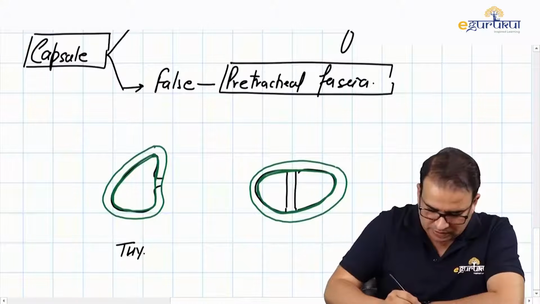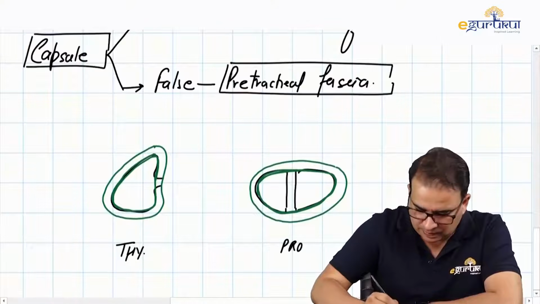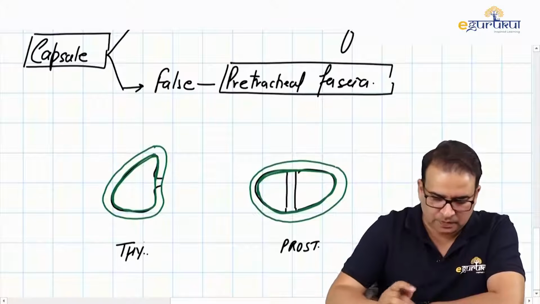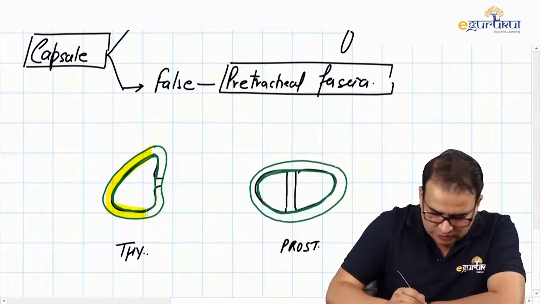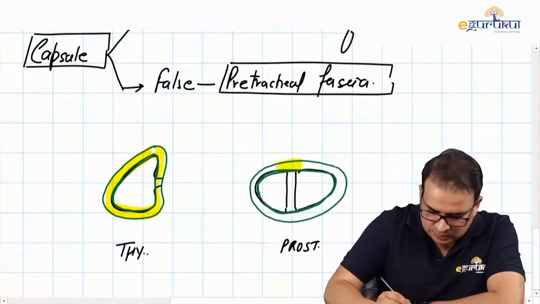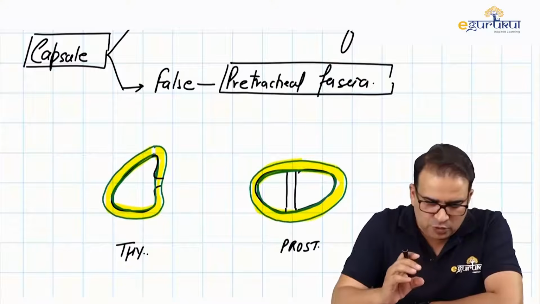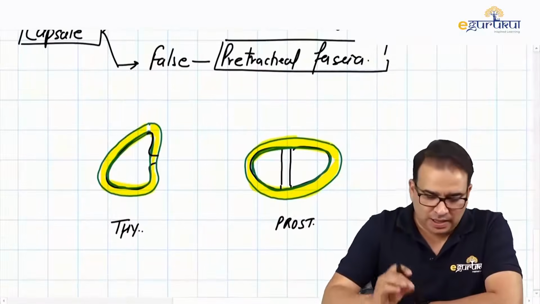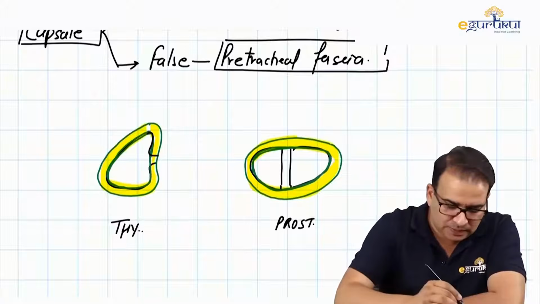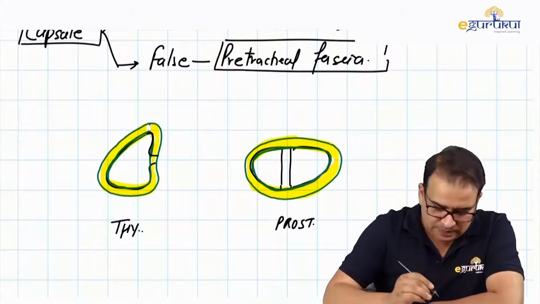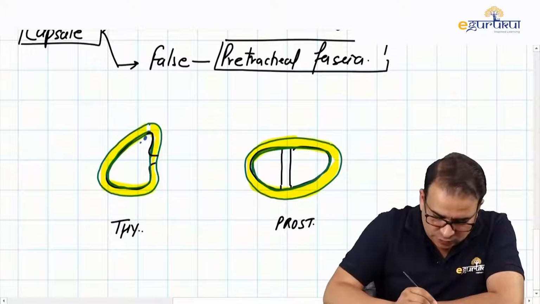I'm trying to compare the thyroid and the prostate. Look at the space between the true and the false capsule here, and look at the space between the true and the false capsule here in the prostate gland. When we talk of the venous plexus, in the thyroid gland, the venous plexus is present deep to the true capsule. So your venous plexus will be present like this.